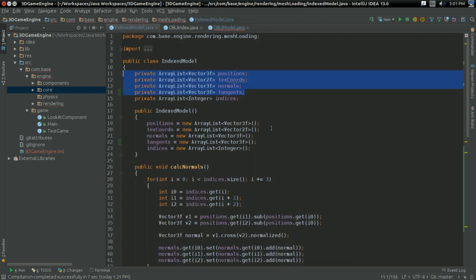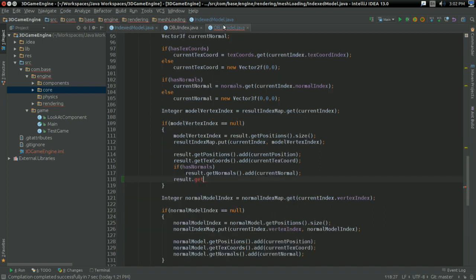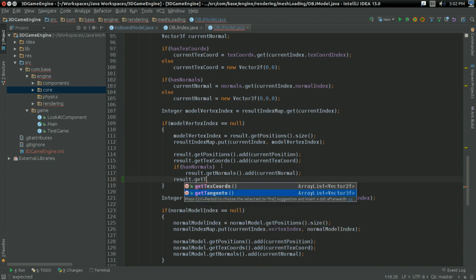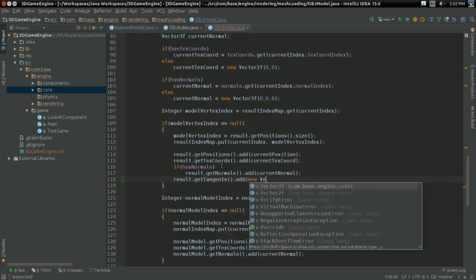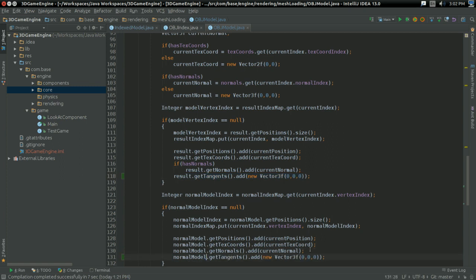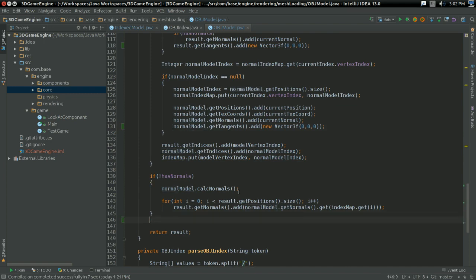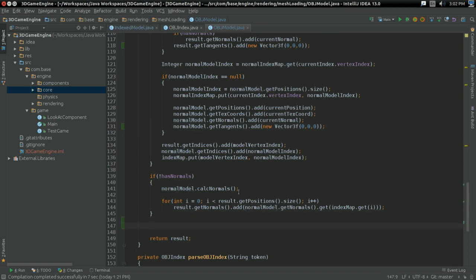Oh, and I want to create a getter for tangents. So I'm going to copy the getter for normals and say get tangents, which returns tangents. Then I'm going to start by adding a default tangent. It's going to be just a new vector of nothing, because we haven't calculated them yet. I'm going to do that for both of them. This is just so there's something there to actually calculate on. Now at the end, what you want to do is calculate the tangents.